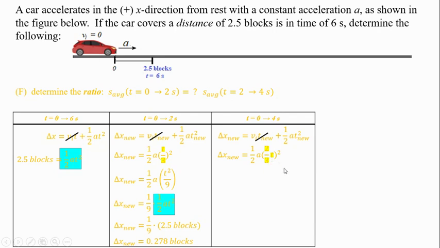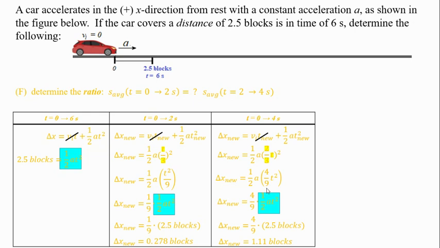But here, I'm going to distribute. 2 squared is 4. 3 squared is 9. t squared is just t squared. So here I notice what's different is this coefficient of 4/9. So I'm going to pull the 4/9 down to the front. I'm going to keep the 1/2 at squared the way it is. Hopefully by now we've done enough of this that you recognize that 1/2 at squared can be substituted for 2.5 blocks. So 4/9 times 2.5 is going to give us a distance of 1.11 blocks.